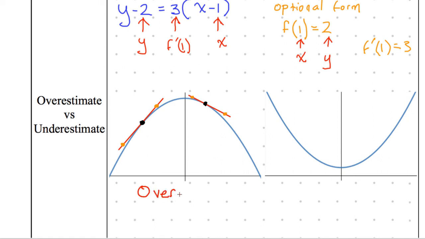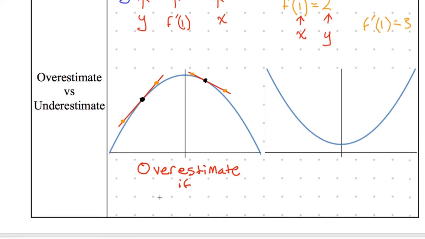So if it's concave down, then it's always overestimate. That is the key. Overestimate if f double prime is greater than 0. If it's, sorry, that was totally backwards. If f double prime is less than 0. If it's concave down, it's always, always, always going to be an overestimate. We saw 4 points of that.